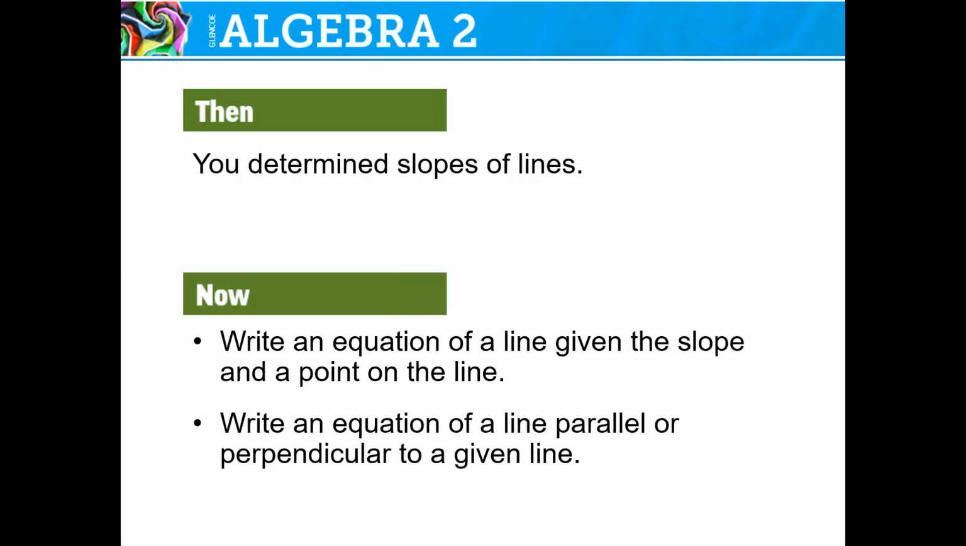So that's slope. Slope is the key thing when you are dealing with linear equations. It determines how quickly your graph is increasing versus how quickly it is decreasing. Now we're going to take that slope and actually write linear equations, things that we can graph. We're going to write an equation of a line given the slope and a point on the line. We're going to write an equation of a line parallel or perpendicular to a given line.